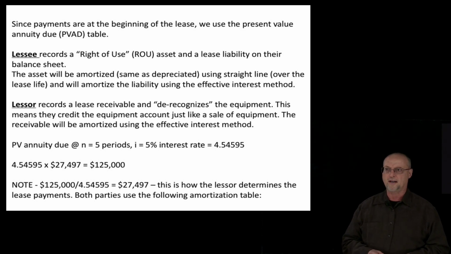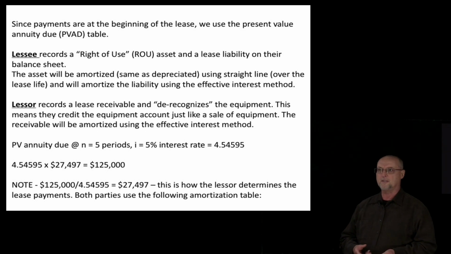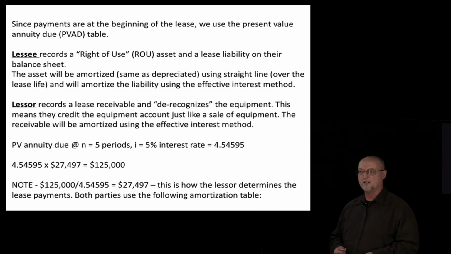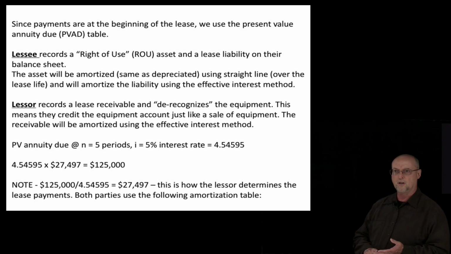If you look at the note at the bottom, how did the lessor determine the lease payment? They took the fair value of the asset, divided it by the present value annuity due factor, and that's how they got the lease payment. Okay? So let's take a look at the amortization table that both lessee and lessor will use.